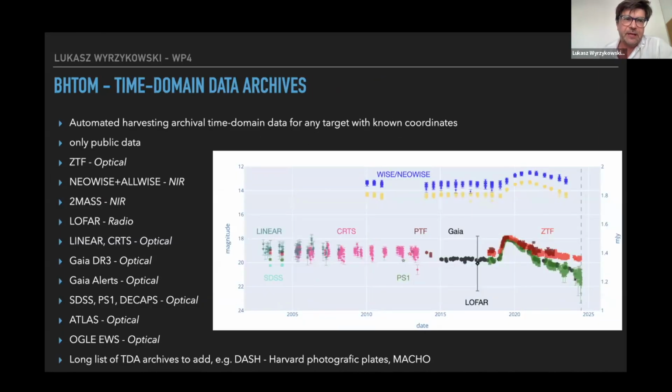One word about the archives. So there is an automated harvesting of time domain data for any target with known coordinates. We use public data, things like ZTF, of course, but also we go to infrared, even radio. If some targets have radio counterparts, we grab things like CRTS or LINEAR, SDSS, Gaia, everything that's available at the moment. We expand this with new data releases as well. So essentially, by inserting a target into our system, you immediately get the entire light curve of everything that is known about the target. You can immediately start analyzing your object after this being added to the system.